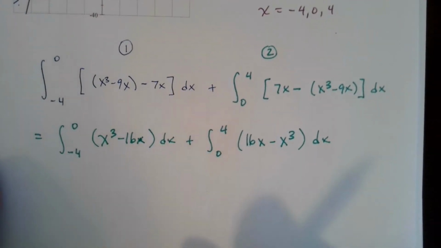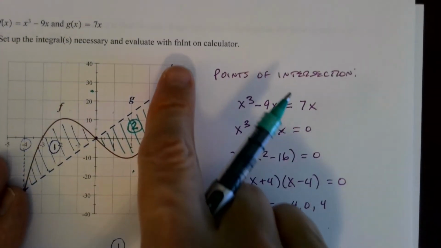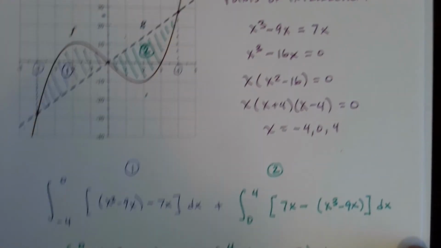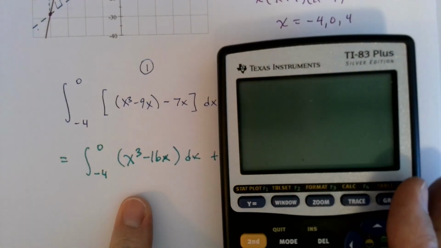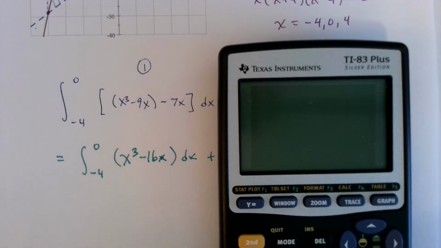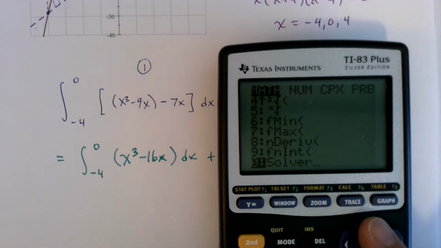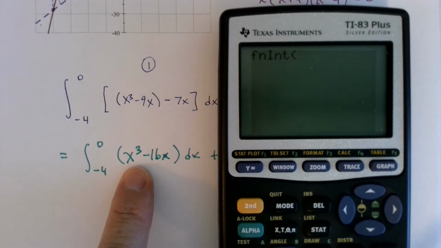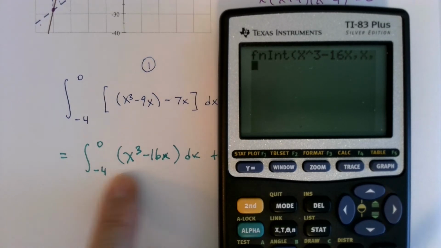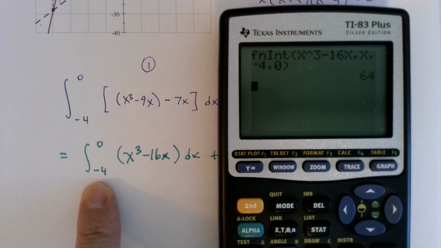Okay. And so this says to evaluate with the function integrator on the calculator. So I'll do that this time. I mean, we could evaluate these if we wanted to. They're not too hard to evaluate. But I'll use the function integrator, if you remember, under math. Right there, FNINT. And I've got the function I'm integrating is x cubed minus 16x. The variable is x. Lower limit is negative 4. Upper limit is 0. And what do we get? 64.